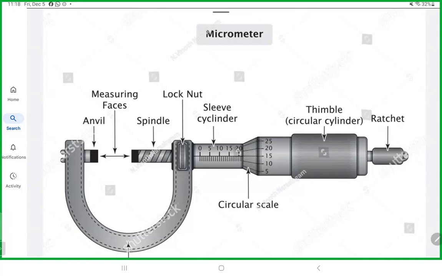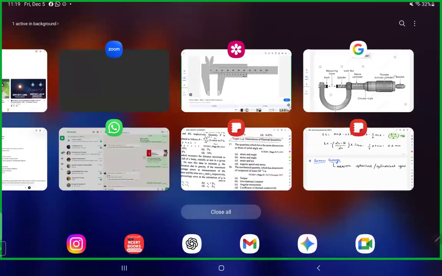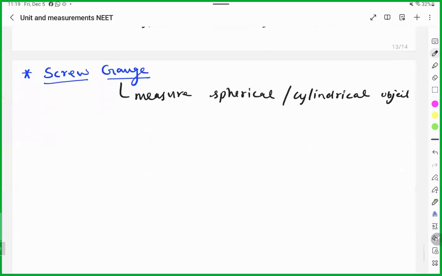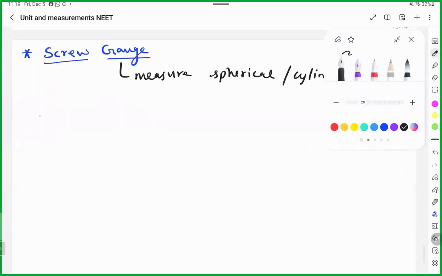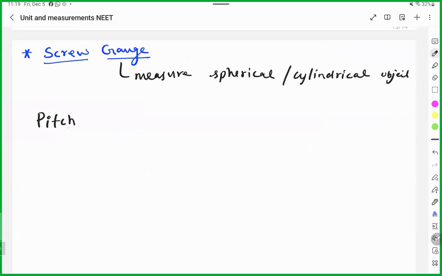And because it is a circular scale, we talk about the pitch of the screw gauge. What is the length of one complete rotation? That is the pitch. Understood, guys? So what is this pitch? It is the distance between two consecutive threads of the screw. If you rotate completely, what will be the length? That's why it is the distance between two consecutive threads of the screw.